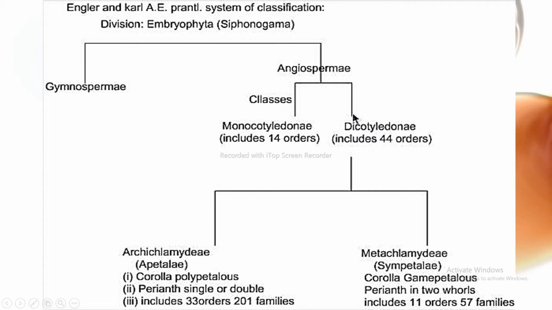Dicotyledons is again divided into Archichlamydeae, which is apetalae, and Metachlamydeae, sympetalae. Archichlamydeae or apetalae includes corolla, polypetalae, perianth single or double. It includes about 33 orders and 201 families. On the other hand, Metachlamydeae, sympetalae, corolla, chlamypetalae, perianth in rolls, includes 11 orders and 57 families.